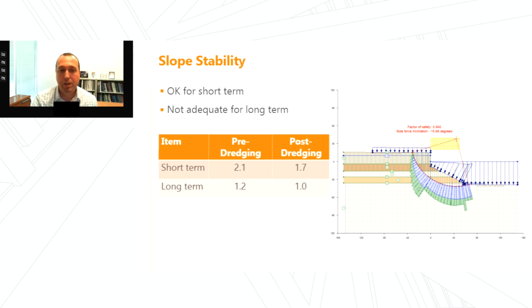Prior to the dredging, the factors of safety were 2.1 for short term and 1.2 for long term. And then after the proposed dredging, we saw reductions in those factors of safety. For short term, post dredging, the factor of safety is still above what we would want to evaluate. For long term, we're seeing values very close to 1. And so the system's not adequate for those long term slope stability concerns.